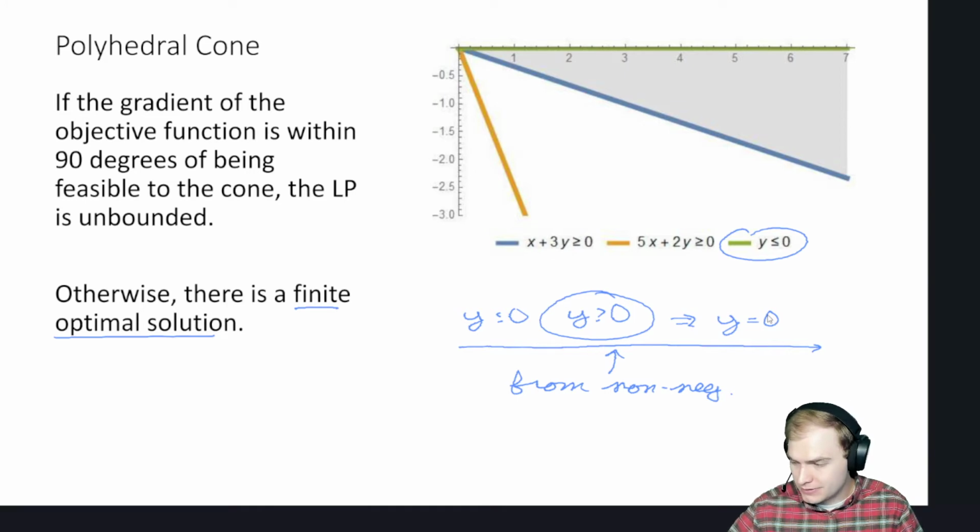It becomes difficult to think about geometrically, just like everything. But you can still do it mathematically by finding what's called extreme rays, extreme directions of a polyhedron. And that's not important for us to be familiar with, so we just want the intuition.